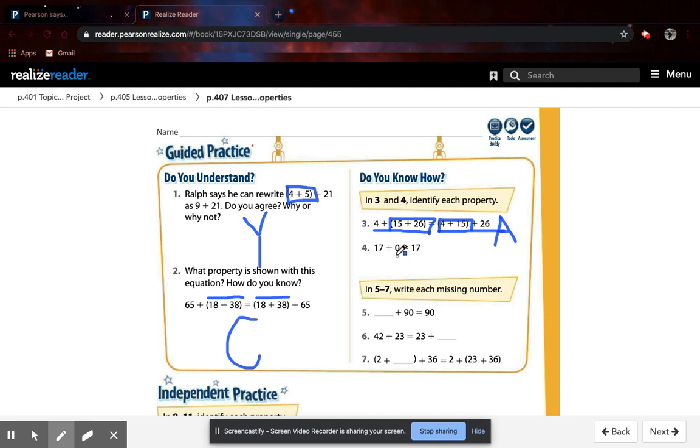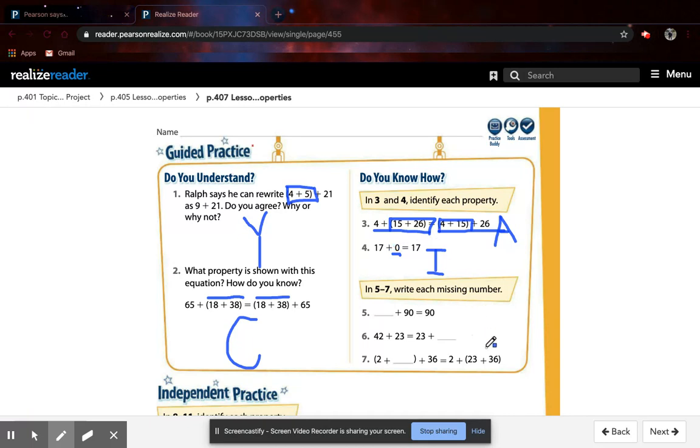And for the next one, I automatically see that there's a 0 there. I don't even have to question which property this is. I already know that it's the identity or 0 property because there's a 0 right there. And the math equation is also correct.